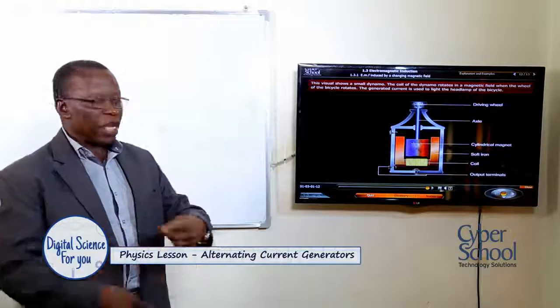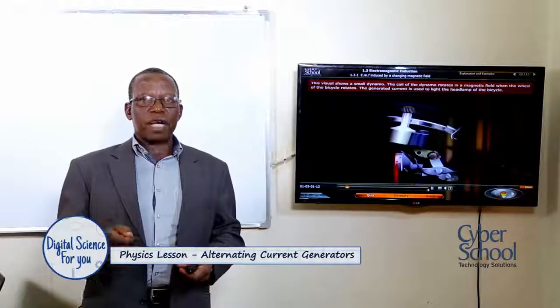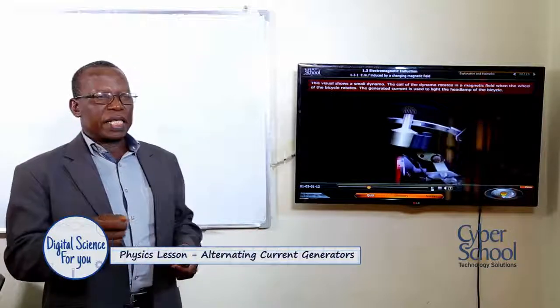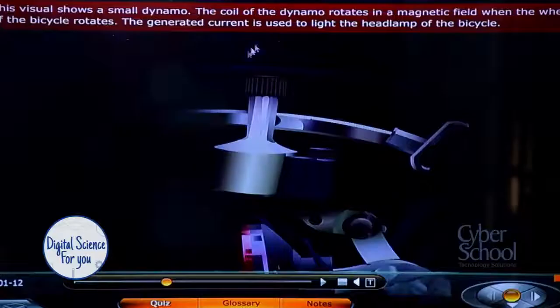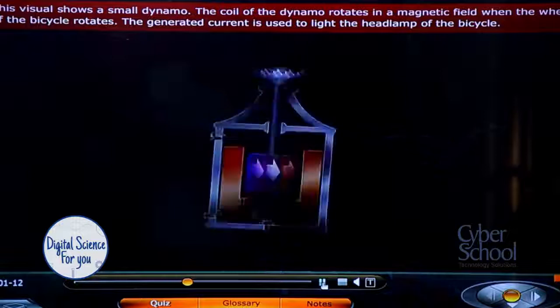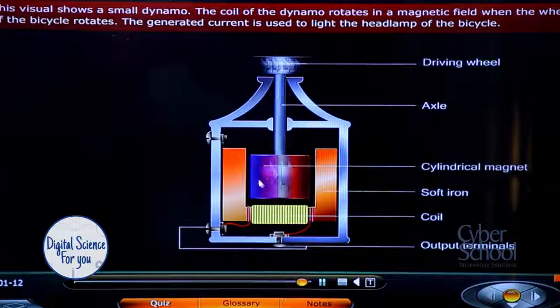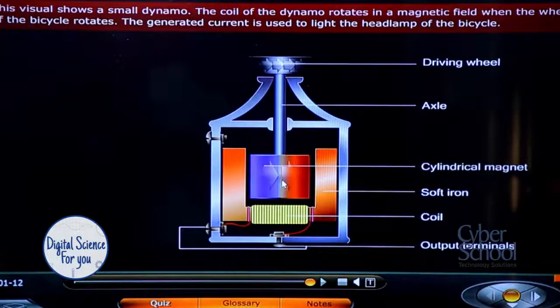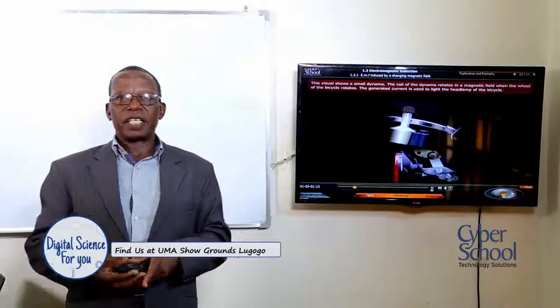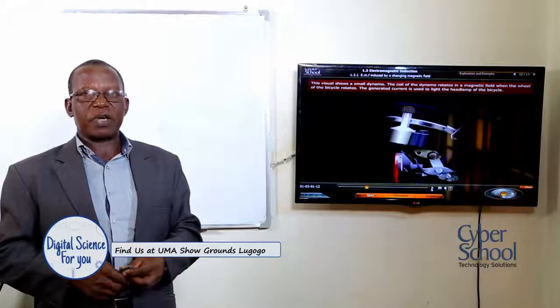As you are riding the bicycle, if you want to use the lamp on the bicycle, you press that part there so that it touches the wheel of the bicycle. As it touches the wheel, as the wheel turns, it makes that part rotate and therefore makes the magnet inside the dynamo also rotate. And thus current will be induced in the coil, and then we shall have our lamp giving us light when you are riding the bicycle at night.